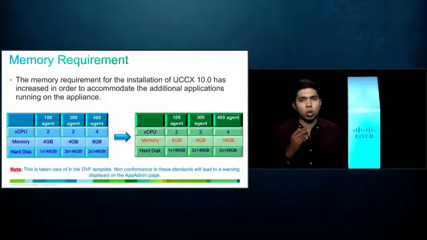Now, if you are installing a UCCX 10.0, and if you use the Cisco OVF template available on cisco.com, you will be able to get this requirement sorted out automatically, because that will take care of all your requirements, including the memory, the number of CPUs, etc. But in case you are upgrading from 9.0 or 8.5, you will have to ensure that you add the additional memory when you come to 10.0.